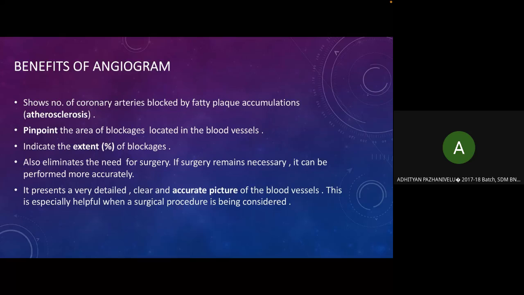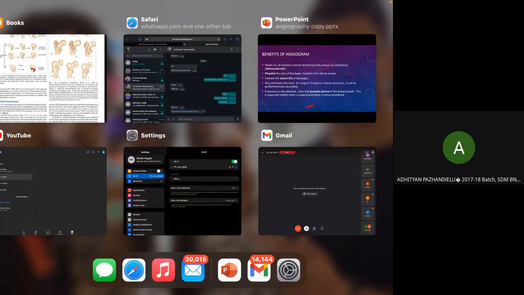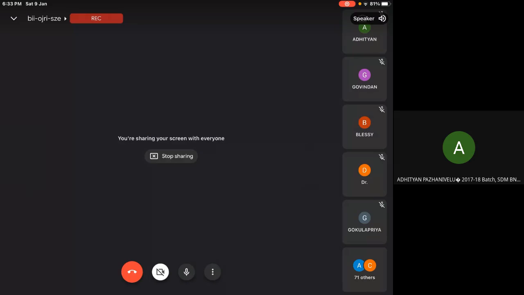Okay, coming to the benefits of angiogram. This shows where the block is by the plaque or an emboli, and you can pinpoint which blood vessel is blocked. What do you do if there is a block in an artery? Yeah, catheterization.